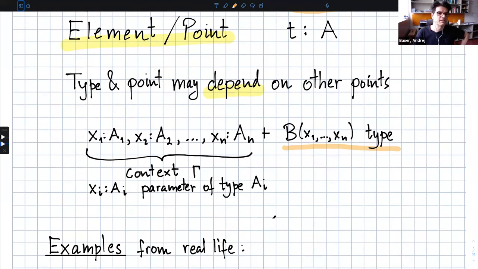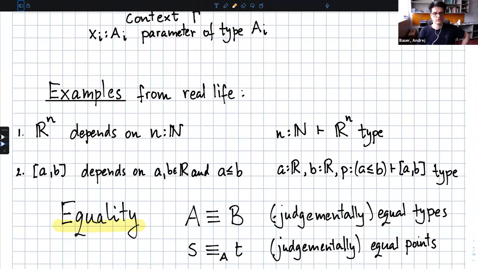Okay, so what are some examples from real life? Whenever you say something like R^n, you say, consider a vector in R^n. R^n is like a space, right? So it's a type.